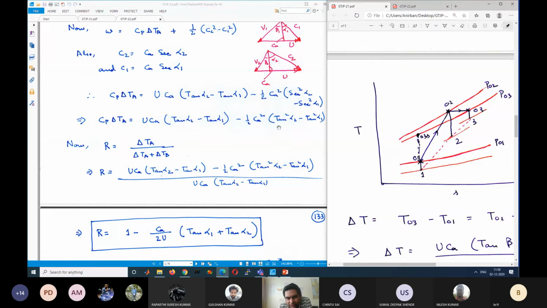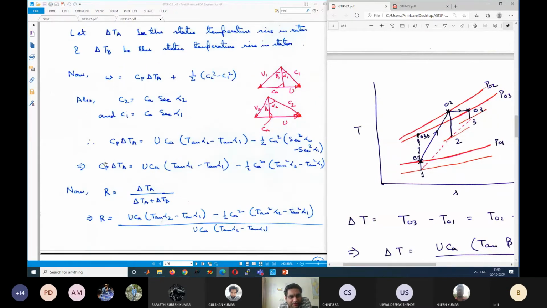So based on that we can get sec square alpha 2 is equal to tan square alpha 2 plus 1. Sec square alpha 1 is tan square alpha 1 plus 1. So from this we get sec square alpha 2 minus sec square alpha 1, the 1 gets cancelled, so tan square alpha 2 minus tan square alpha 1. So this gives us the value of delta T. If you divide this by CA, or you just keep it multiplied by CP, you will get the entire term.